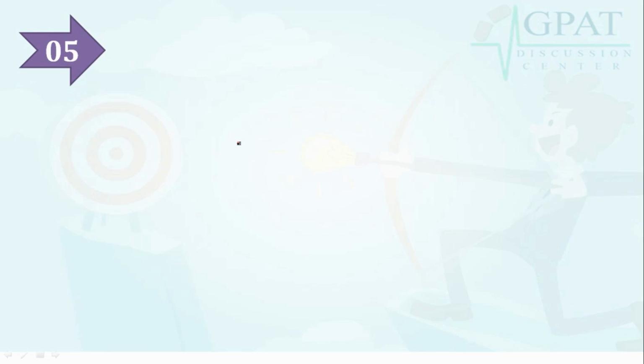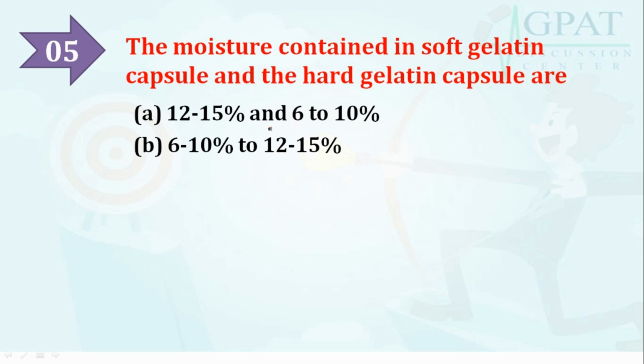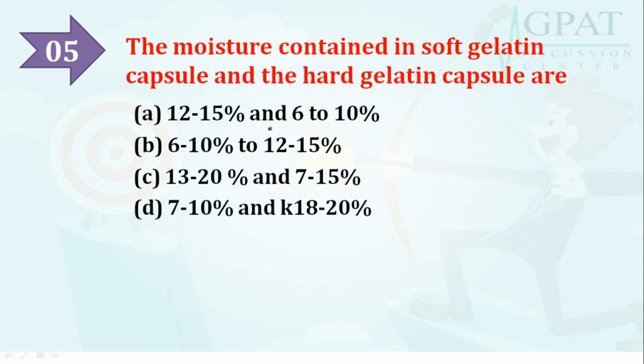Next question, question number 5. The moisture contained in soft gelatin capsule and hard gelatin capsule are, options are 12% to 15% and 6 to 10%, 6 to 10% and 12 to 15%, 13 to 20% and 7 to 15%, 7 to 10% and 18 to 20%. And the right option is 6 to 10% and 12 to 15%.